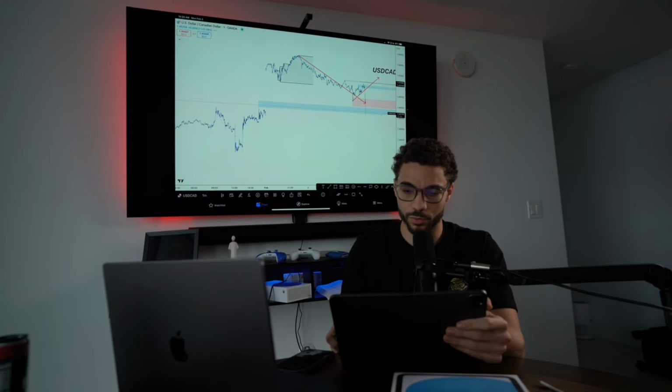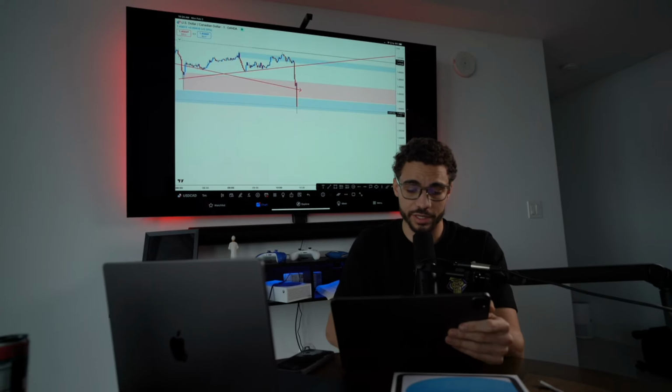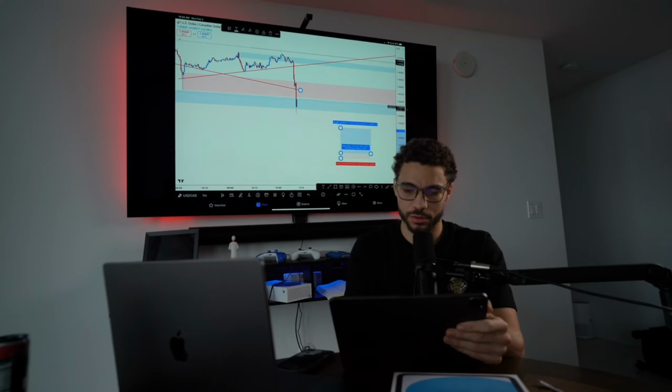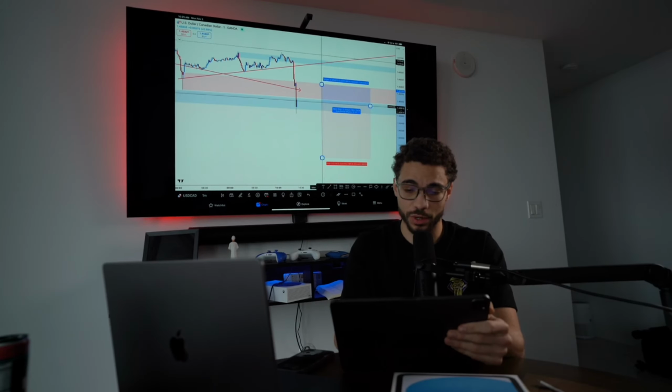Okay, so we just filled in the gap in the market, which I honestly really like. But now it's just about timing. I do believe that we're going to go up. I just don't want to get caught too early.